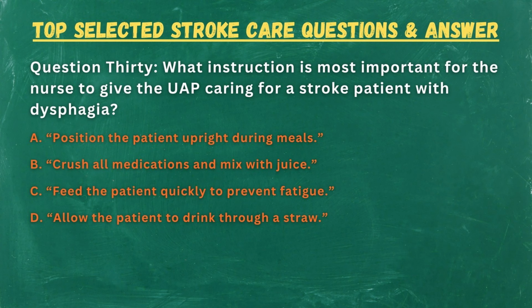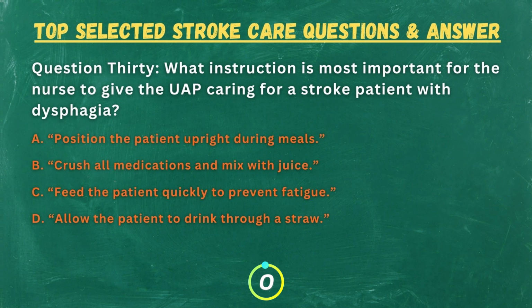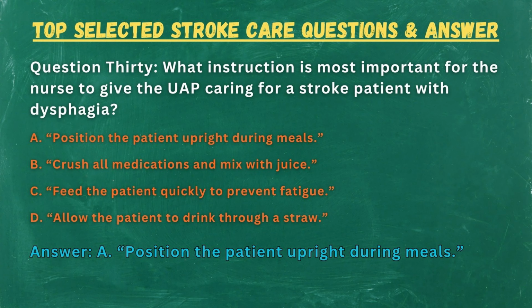Question 30. What instruction is most important for the nurse to give the UAP caring for a stroke patient with dysphagia? A. Position the patient upright during meals. B. Crush all medications and mix with juice. C. Feed the patient quickly to prevent fatigue. D. Allow the patient to drink through a straw. Answer: A. Position the patient upright during meals.